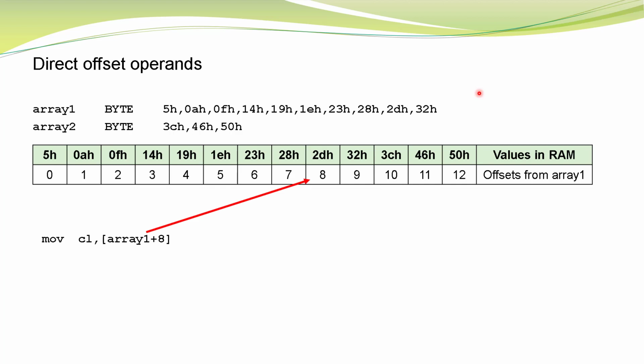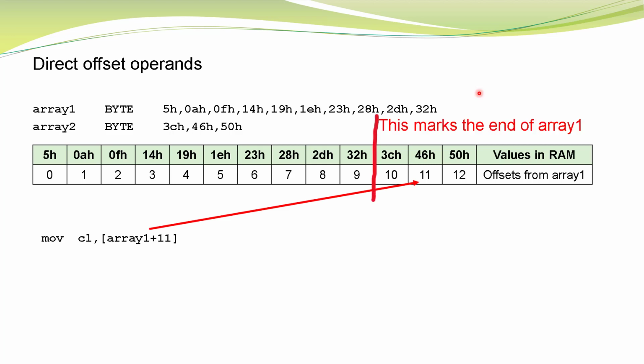And then I do this. It points to the 8th byte after the start of the array, and it loads a 2DH into CL. No problem. That's working just like it should. And then I do this, and what happens? It's pointing here. But y'all, here's the end of array 1. What have I just done? I've gone into array 2.